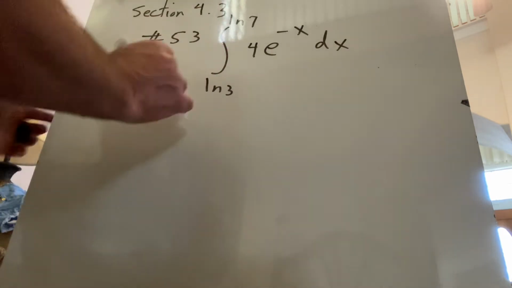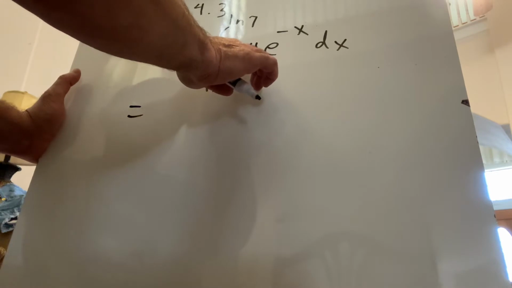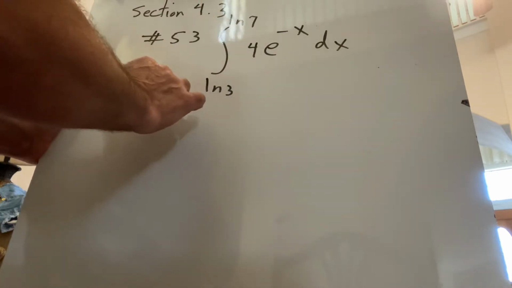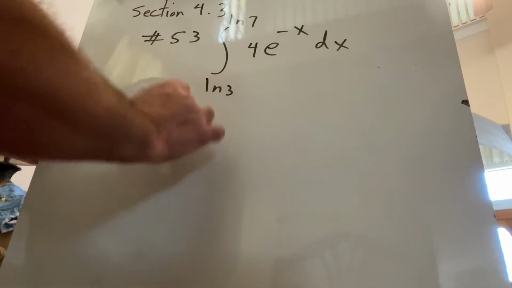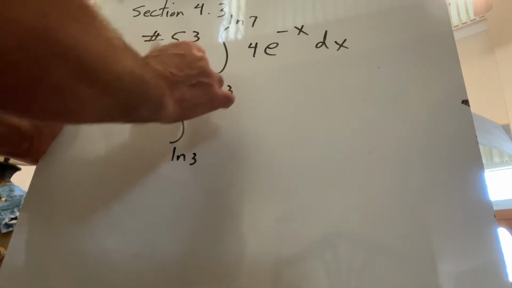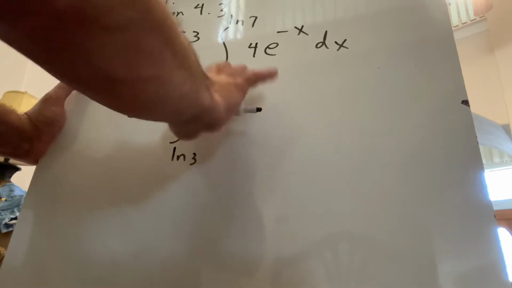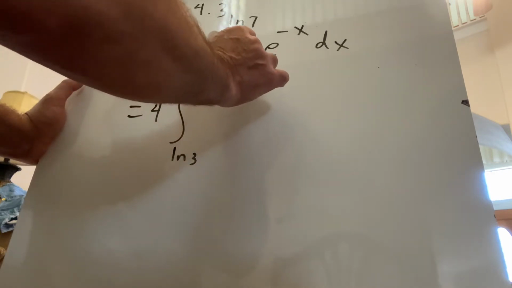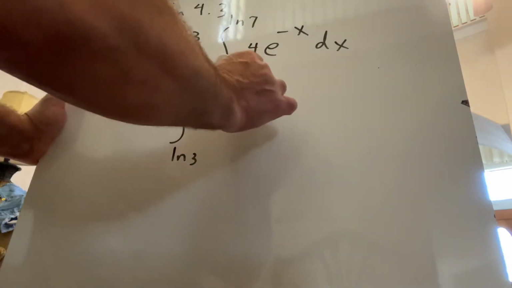So first of all, as you know, there is a constant. You can always pull the constant outside your integral. I'm going to go ahead and pull the 4 outside. So now we just have the integral from natural log of 3 to natural log of 7 of e to the negative x dx, okay?